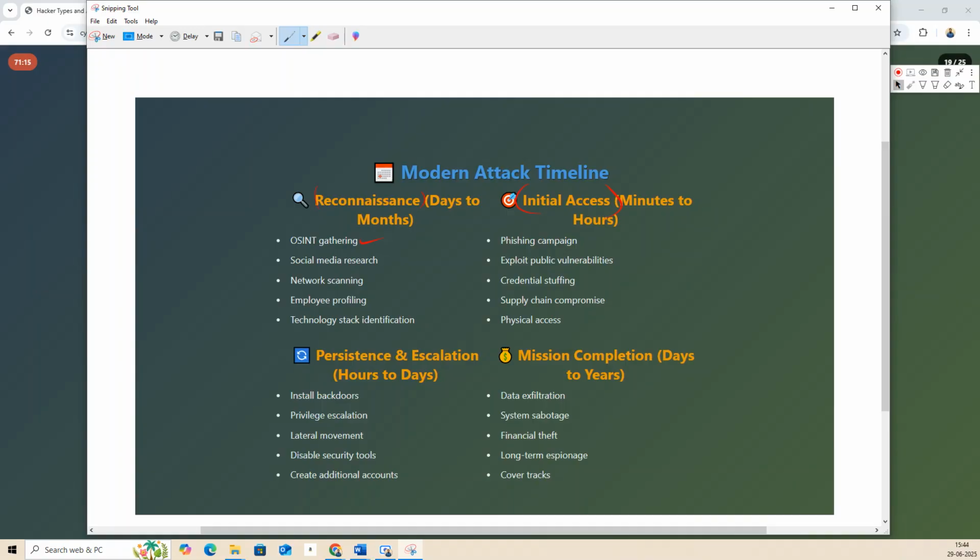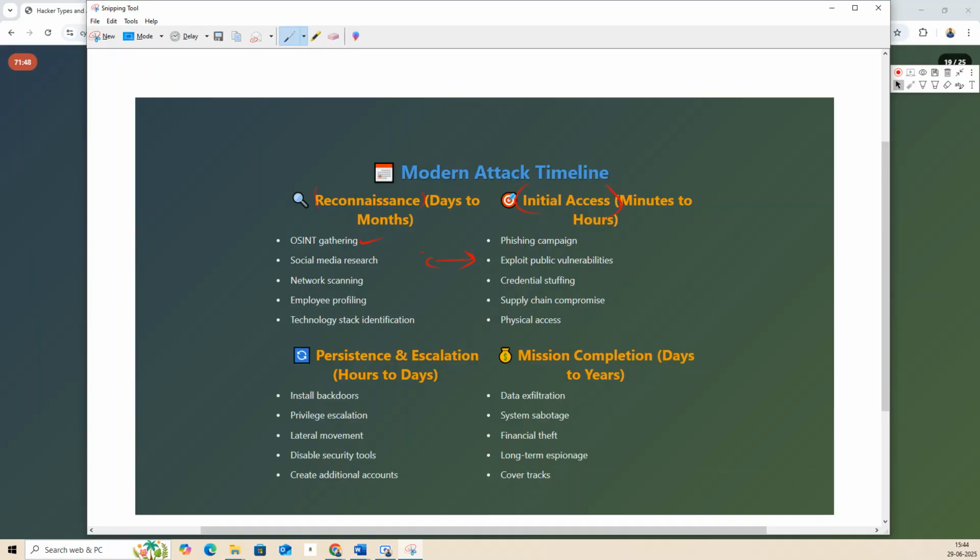Initial access typically happens in minutes to 2 hours, once they are ready to strike. Once they have all your information, they launch phishing campaigns using the intelligence they have gathered. They exploit public vulnerabilities in your web application or network services. They attempt credential stuffing attacks using breached passwords. They may compromise your supply chain or use physical access techniques.